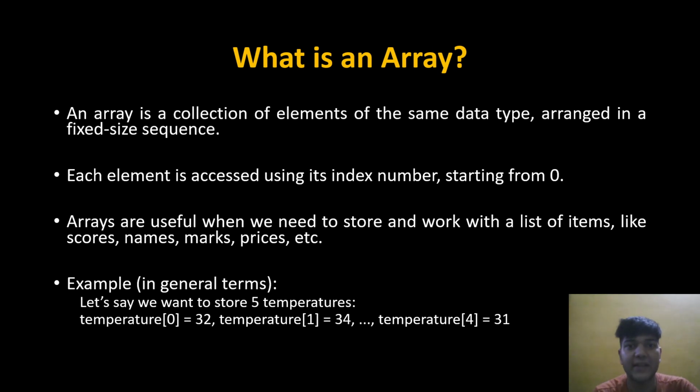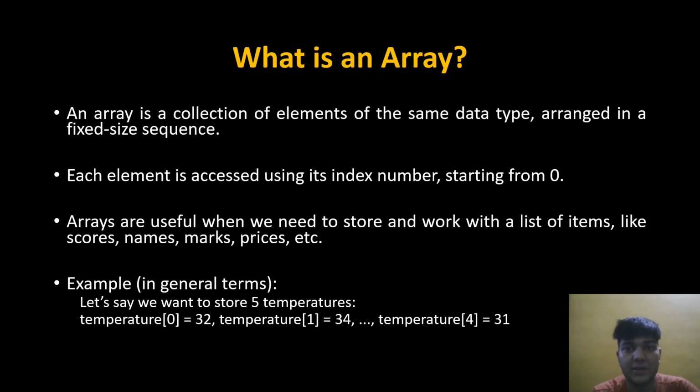So, what exactly is an array? An array is a collection of elements, all of the same data type, stored together in a fixed size sequence. Each element in the array can be accessed using its index number, and indexing always starts from 0. Arrays are extremely helpful when we need to work with a list of similar items like marks of students, prices of items, or temperature readings.